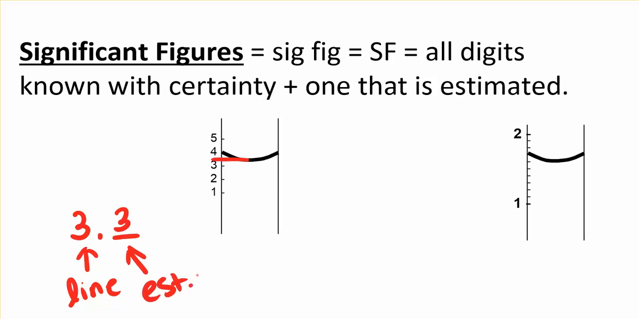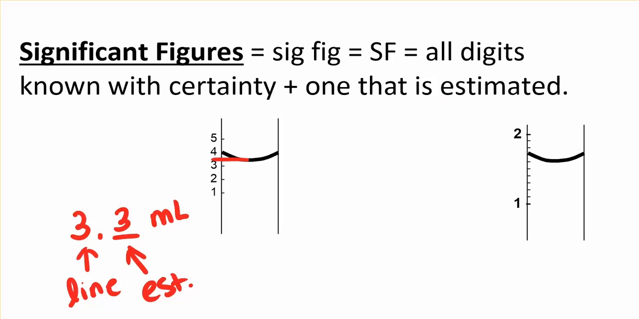You always estimate one digit between lines, only one digit. Better put some units on there. So that takes us back to the definition. Significant figures are all digits known with certainty, there is a line for those, and one that is estimated between lines.